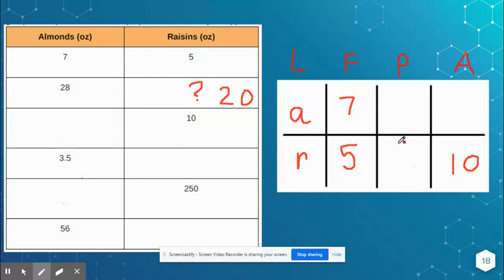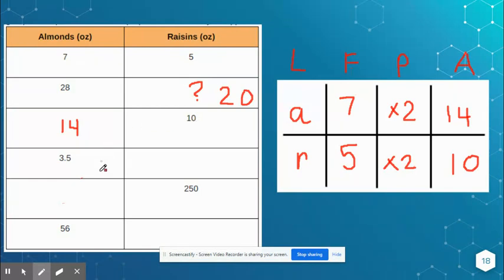All right, so now it's easy. How do we get from 5 to 10? Times 2. And whatever we do to the bottom, we have to do to the top. 7 times 2 is 14. Now we know how many almonds we have. For every 14 almonds, we have 10.